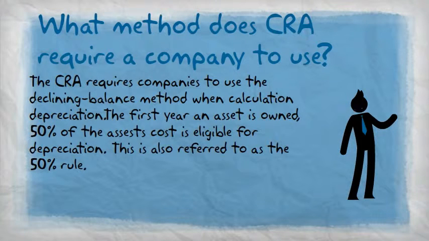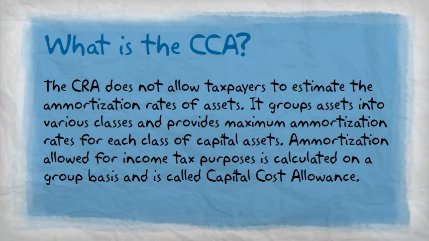What method does the CRA require a company to use? The CRA requires companies to use the declining balance method when calculating depreciation. In the first year an asset is owned, 50% of the asset's cost is eligible for depreciation. This is also referred to as the 50% rule.